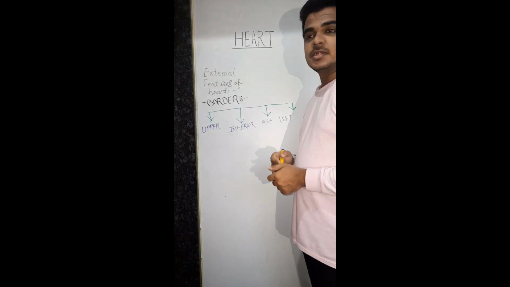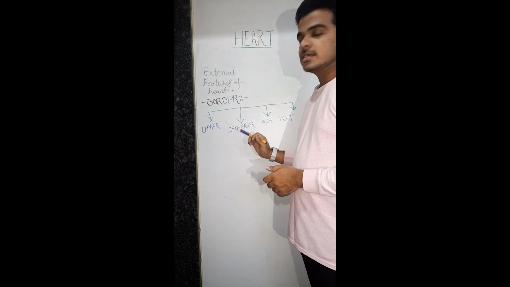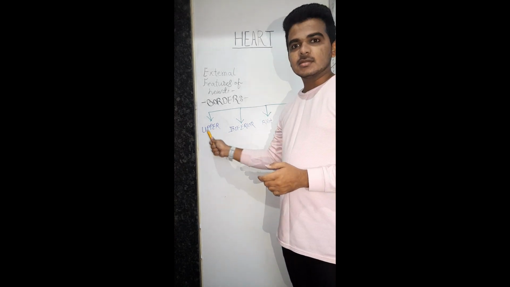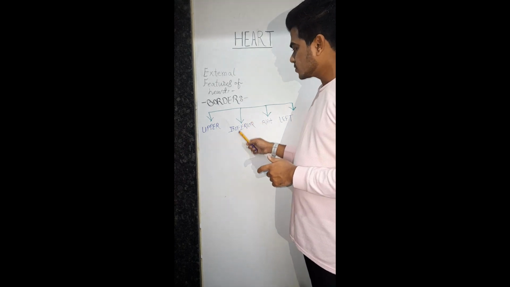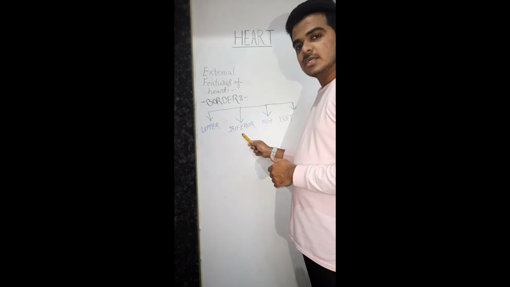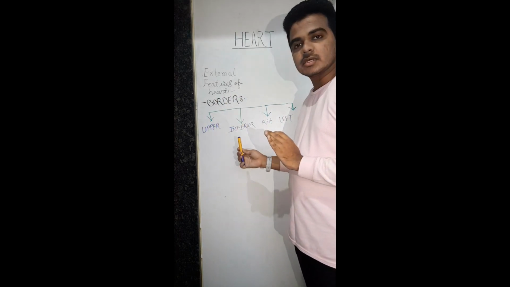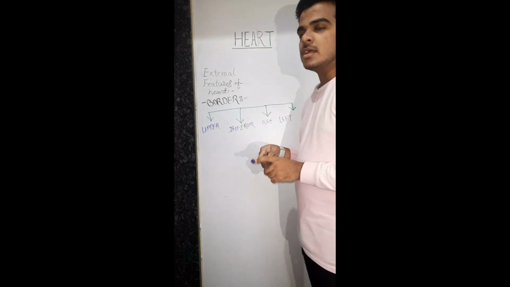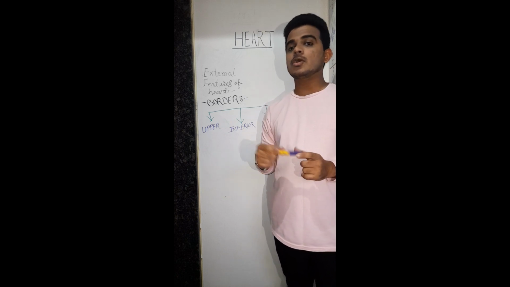Then the next point of the external features of the heart is the borders. In that there are 4 borders. There is the upper border, the upper side of the heart. Then the inferior border, downwards. Next, the right side of the heart is known as the right border, and the left side of the heart is known as the left border. So there are 4 borders. I will show you in diagram also, and I have the heart model also, so I will show you on the heart model.